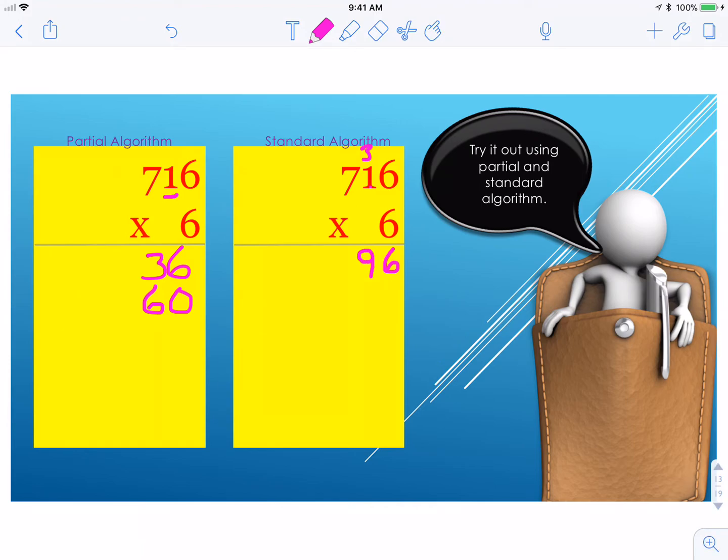And now let's look at this next column, our hundreds column. 7 times 6. 700 times 6 is 420. 7 times 6 is 42. Okay, so 6 plus nothing is 6. 3 plus 6 is 9, 10, 11.